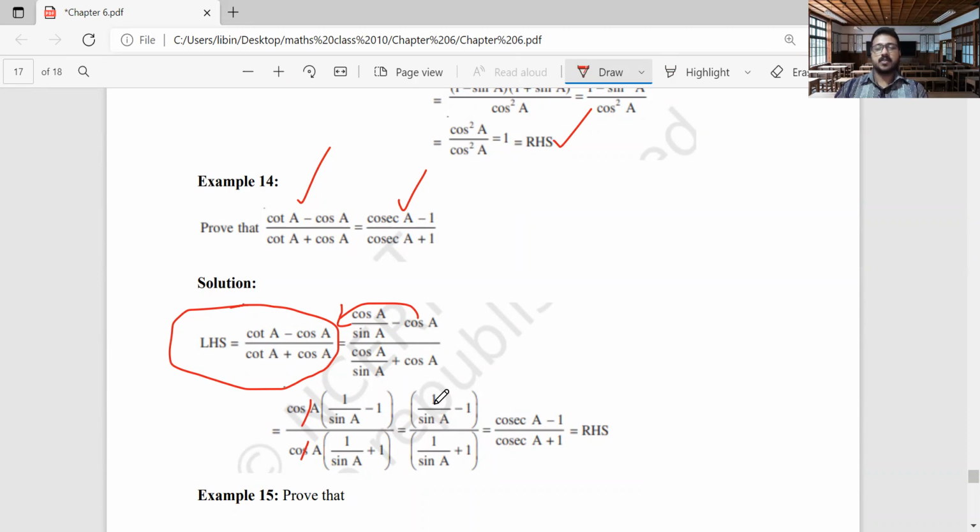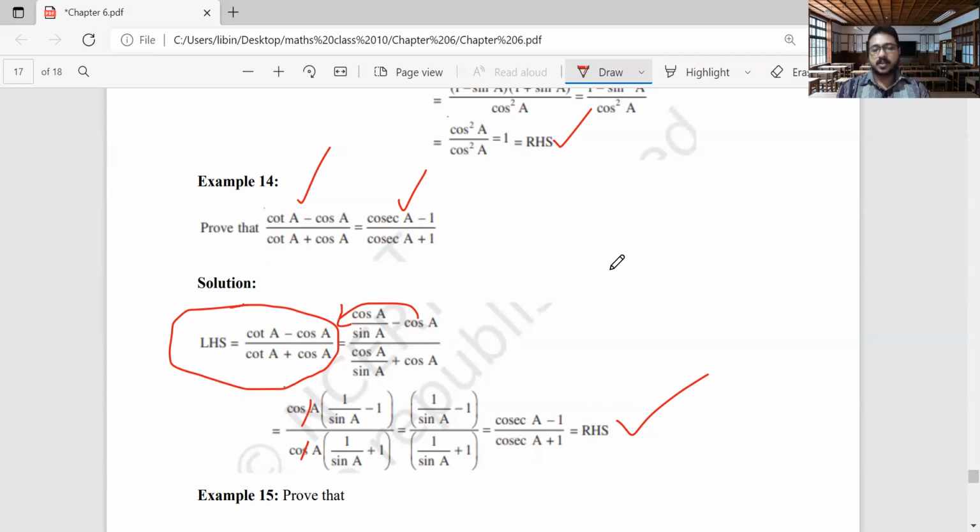What is 1 by sin a, or the reciprocal of sin a? It is cosec a. That is cosec a minus 1 divided by cosec a plus 1, which is equal to RHS. That is what we wanted to prove. So we are actually doing only the rearrangement. Nothing more we are doing here. Okay, but in some questions we have to do some simplifications also.